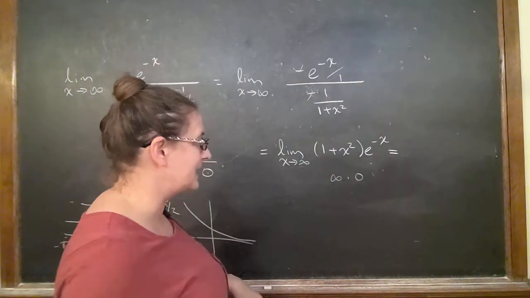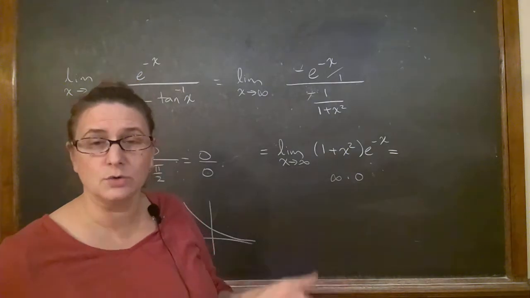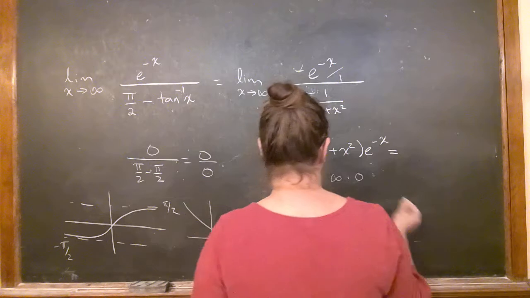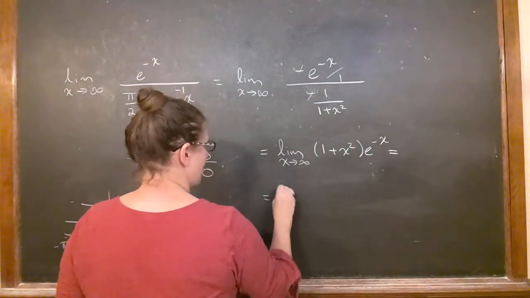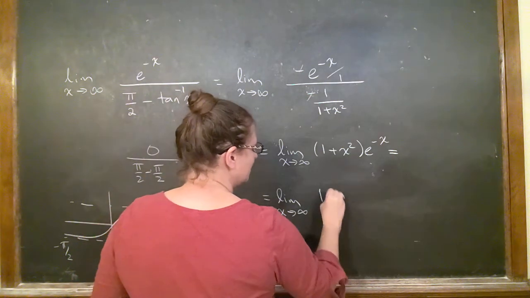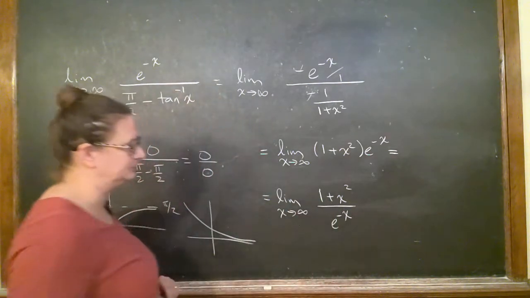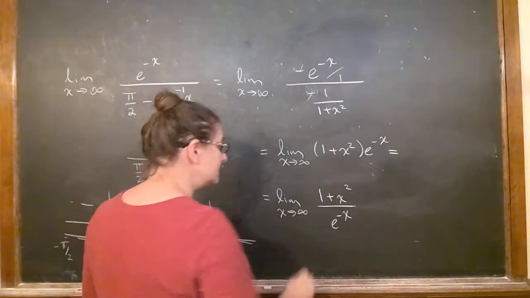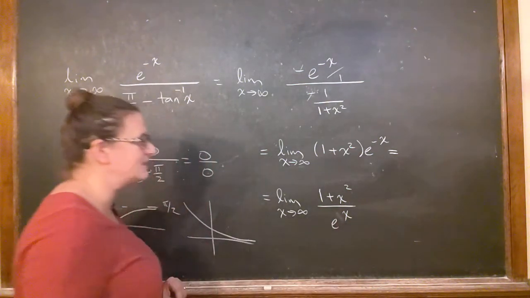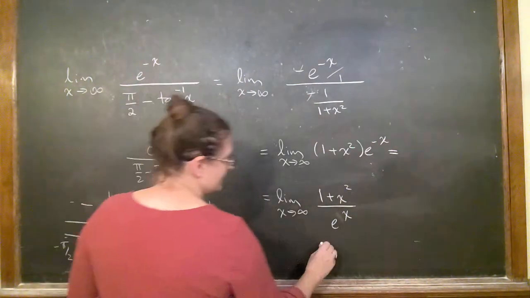If you've got infinity times 0, it's not in the right form for L'Hopital's rule because we need a quotient. So we're going to make it into a quotient. This one's easy to make into a quotient. You've got e to the minus x here. So let's rewrite this with e to the x in the bottom. So I've got 1 plus x squared over e to the x, right? Because e to the minus x, I write as 1 over e to the x. Now I have infinity over infinity.